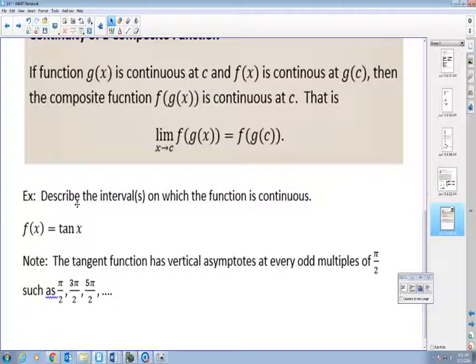Now this example is very neat. Describe the intervals on which the function is continuous. My function here is tangent of x. I wrote this down so we can remember that the tangent function has a vertical asymptote at every odd multiple of pi over 2. On the positive side, that will be pi over 2. The next vertical asymptote will occur at 3 pi over 2, the next one will be 5 pi over 2, and so on and so forth.